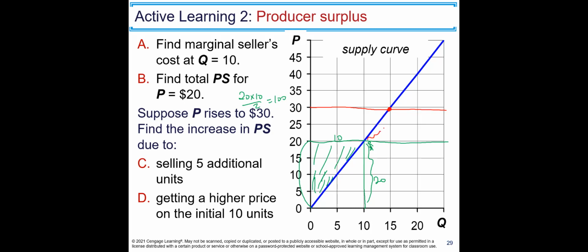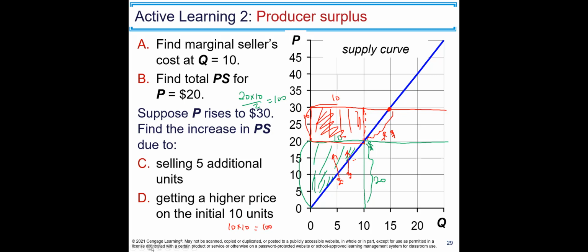So we know that these sellers sell the 5 additional units. The remaining are existing sellers. They were in the market when the price was 20 and they are still selling when the price is 30. So there is an increase in their producer surplus from the existing sellers, right? And that is this area. Let's find this area first, which is height 10 and base 10. But this is a rectangular area, therefore 10 times 10 is 100.